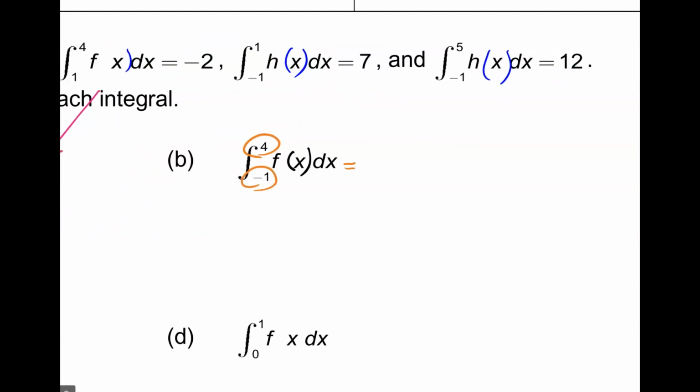So this is the same thing as saying the integral from negative 1 to 1 of f of x dx plus the integral from 1 to 4 of f of x dx. So you just have to add them. This is just going to be 5 minus 2, which is 3.